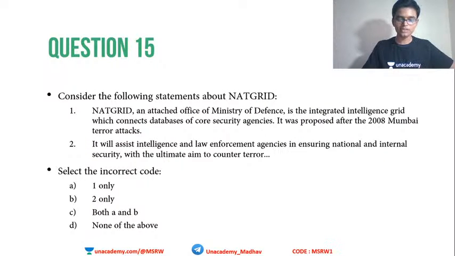Now let's move on to the final question for the day. Question number 15. This is about NATGRID, National Grid. 1. NATGRID, an attached office of Ministry of Defense, is the integrated intelligence grid which connects databases of core security agencies. It was proposed after the 2008 Mumbai terror attacks. 2. It will assist intelligence and law enforcement agencies in ensuring national and internal security with the ultimate aim to counter terror. Select the incorrect code.